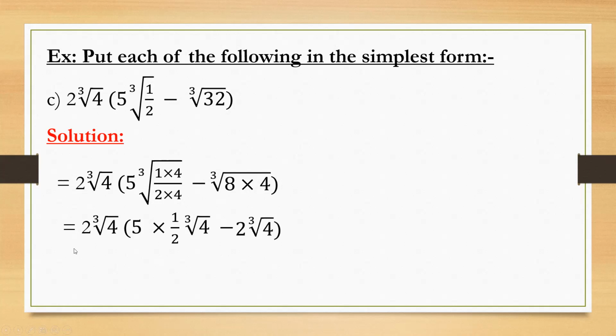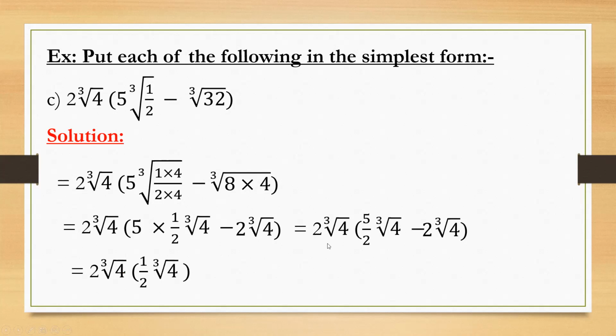Here I can multiply. So the answer, I have here 5 and times half. 5 times half, it will be 5 over 2. 5 over 2 cubic root 4 minus 2 cubic root 4 and solve it. I have here 2 cubic root 4 multiplied by 5 over 2 minus 2, it will be half. 5 over 2 minus 2, it will be half, and put cubic root 4 as it. And you multiply 2 times 1 over 2, it will be 1.